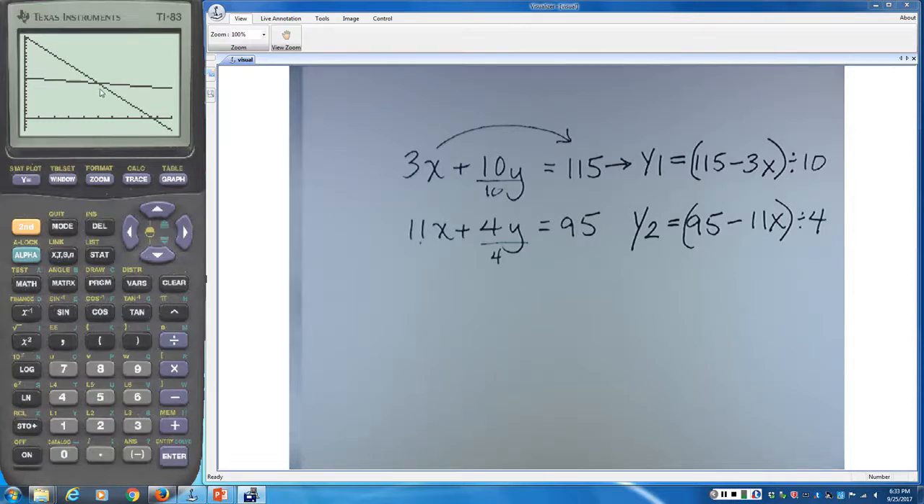Now the solution is the one single point right there where they intersect. That solution works in both equations. And in order to find it, all you need to do is hit second trace and choose intersection point.